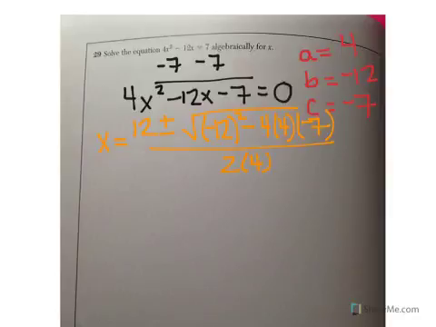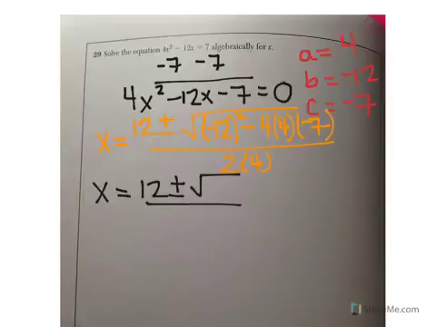So when you use the quadratic formula, you're always going to want to write this term out in front, plus or minus, write down the square root so you don't forget it, and then simplify your denominator. 2 times 4 is 8.